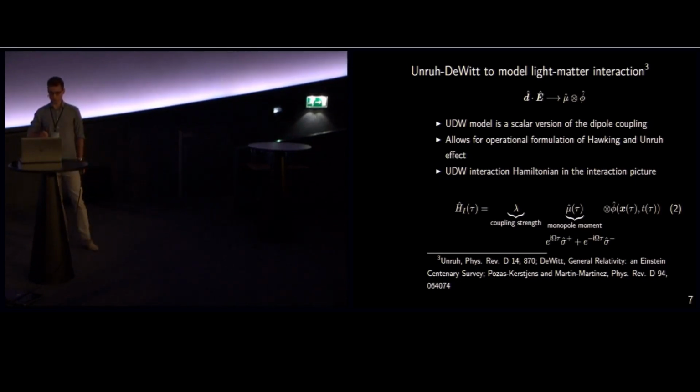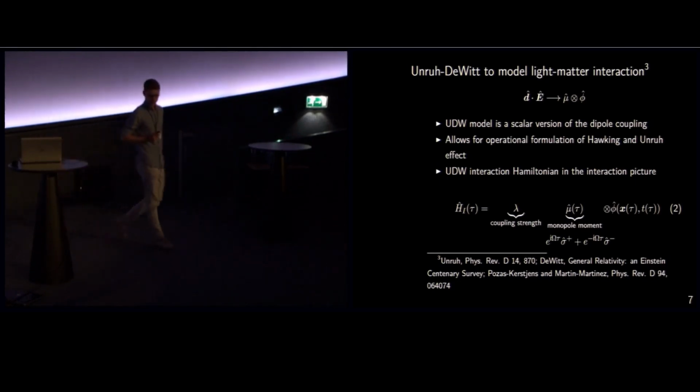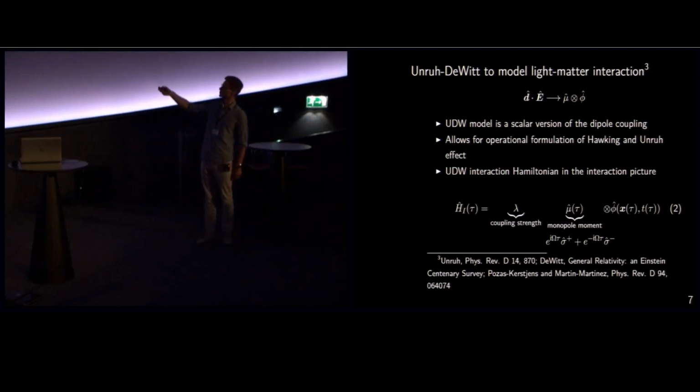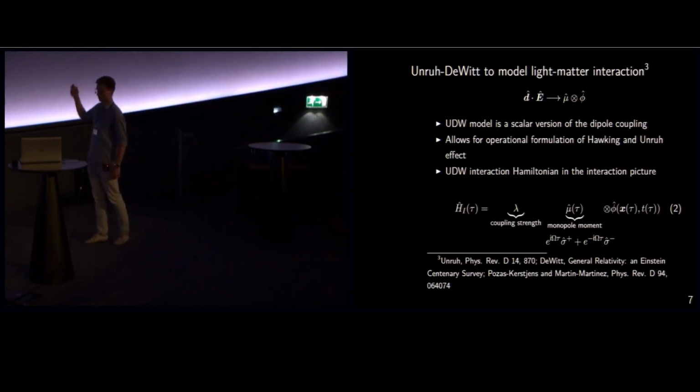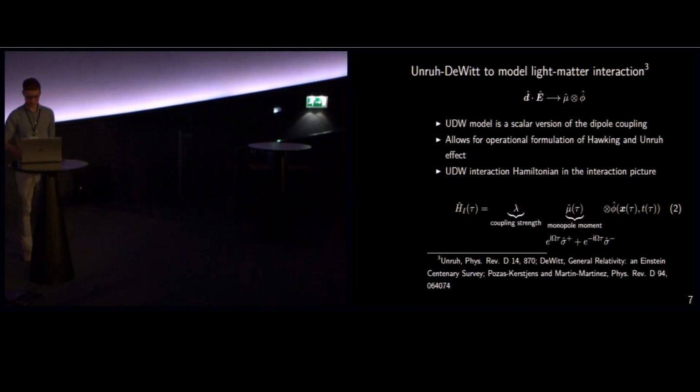simplification you can do. And then you have the interaction Hamiltonian. This is proportional to the coupling strength. Instead of the dipole moment, you have the monopole moment. And sigma plus and sigma minus are the SU(2) ladder operators, which bring you from the ground to the excited state of the atom. So this was this energetic separation of ground and excited state. This is the tau is the proper time of the atom, and then we have the scalar field evaluated at the position of the atom.